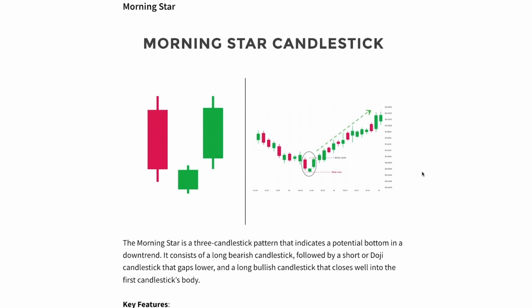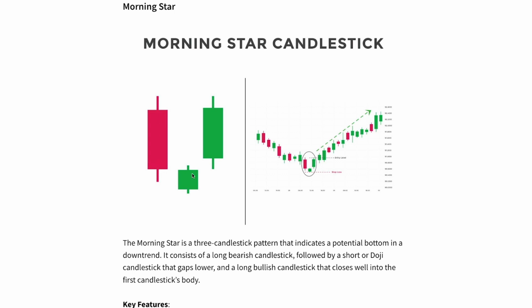So moving on to the morning star candlestick pattern. This one is a 3 candlestick pattern that indicates a potential bottom in a downtrend. Similar to the bullish engulfing pattern, this is a bullish pattern that's indicating we might be on a trend reversal here. It consists of a long bearish candlestick followed by a short one or a doji candlestick, and we'll talk about that one. So a smaller candlestick, and then followed by a long bullish candlestick that closes well into the first candlestick's body.